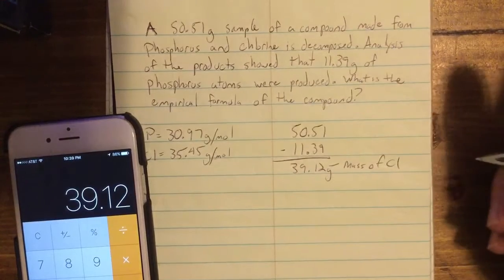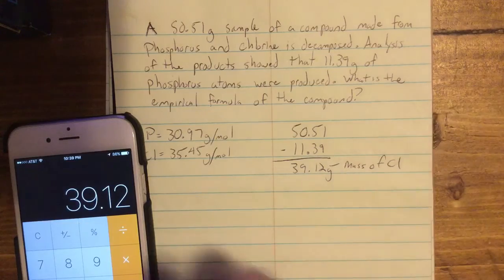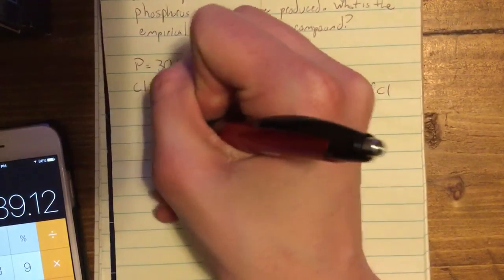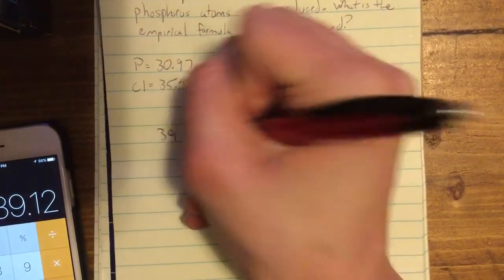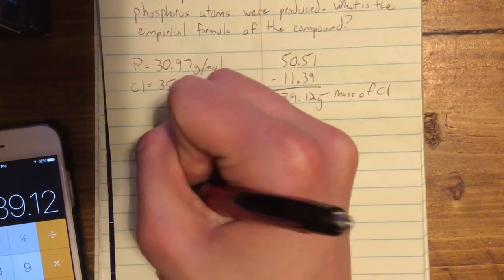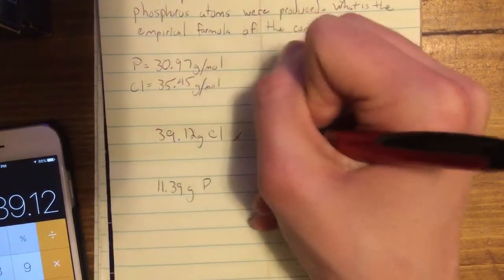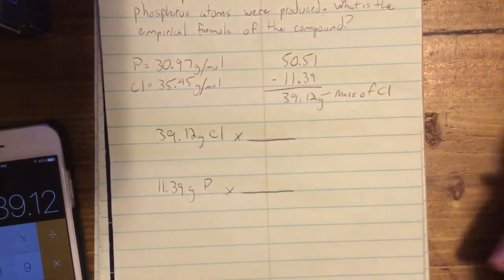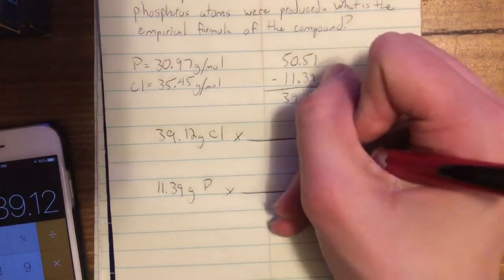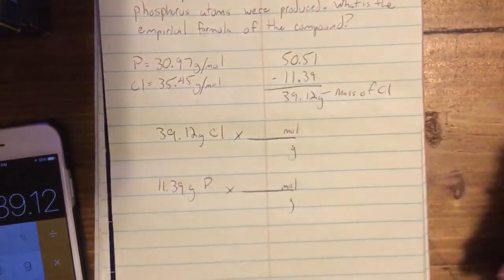Okay, so the way that this problem is different from the previous problem is instead of percentages, you're given the gram amounts, which is fine. It's still going to act in the same way. Okay, so what I'll start with then is I have 39.12 grams of chlorine, and then the other value I have is 11.39 grams of phosphorus. Okay, so it's set up the same way now. So we want to convert this gram amount into moles. So I have grams, on top goes moles and moles.